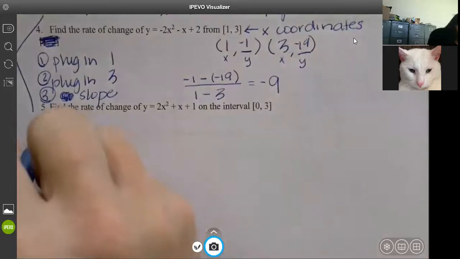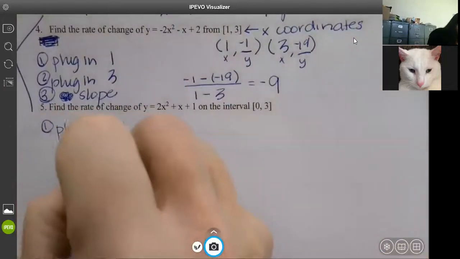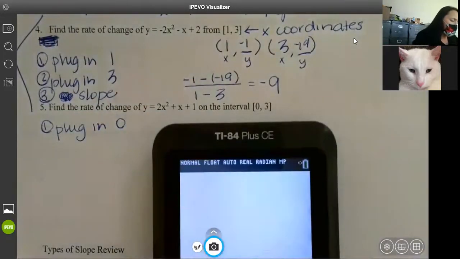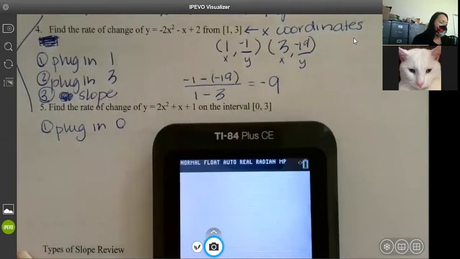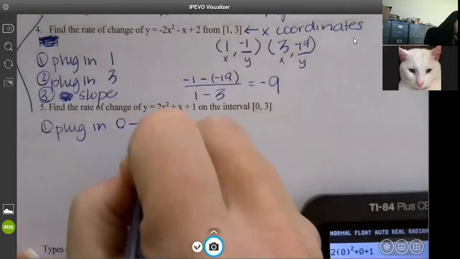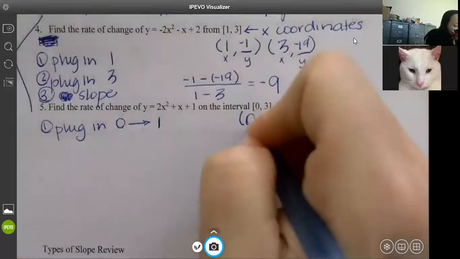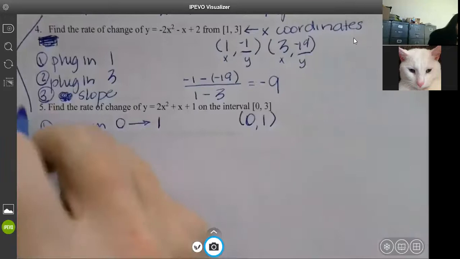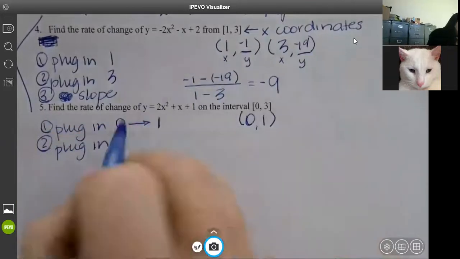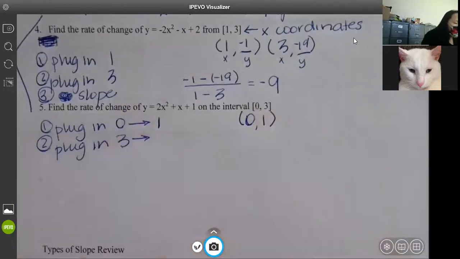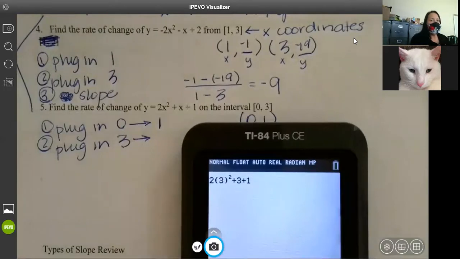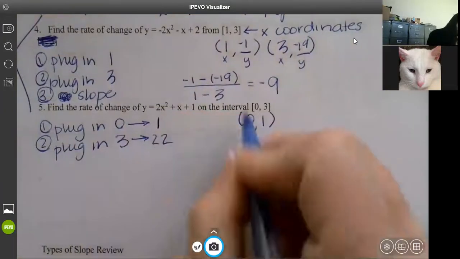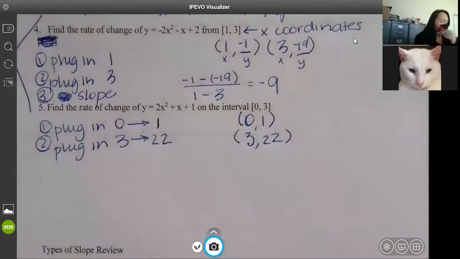All right. So on this one, the first thing I'm going to do is plug in 0. Plug in 0. So I have 2 times 0 squared plus 0 plus 1. So I'm plugging it in right here. 2 times 0 squared plus 0 plus 1. And that gives me 1. Okay. That makes your coordinate. I plugged in 0 and I got 1. The second one I'm going to plug in is 3 because that's what it gives me. 2 times 3 squared plus 3 plus 1 gives me 22. So my coordinate is 3, 22.